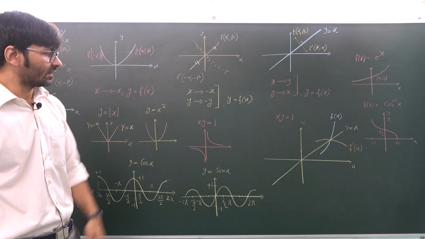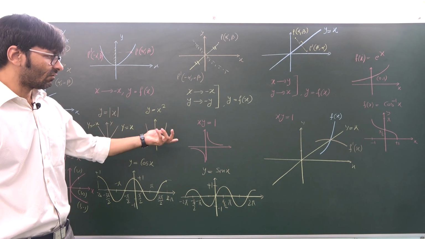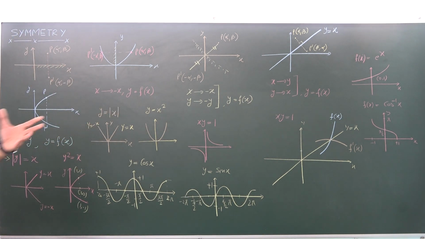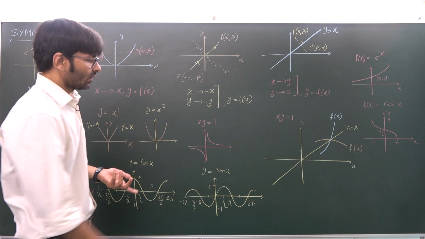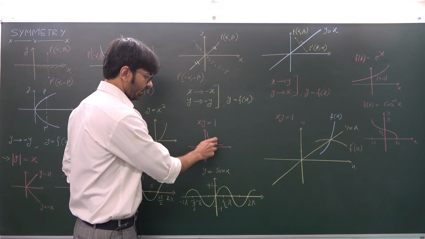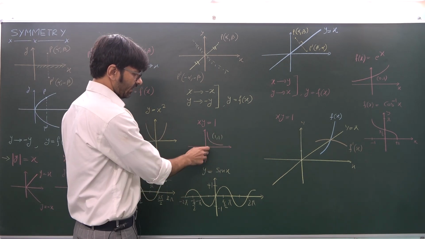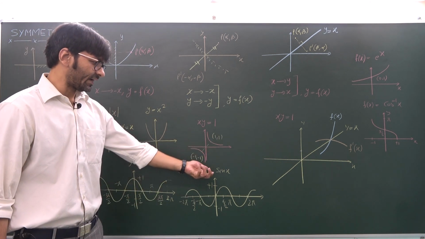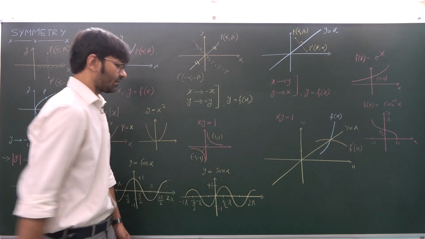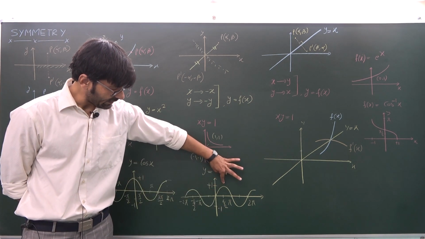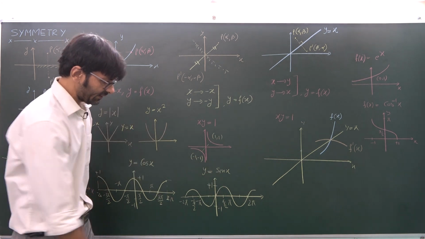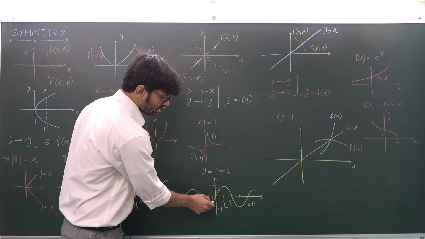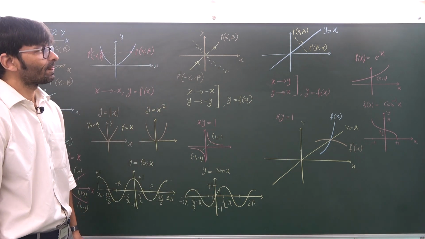One of the examples is xy equals 1. Why we get this shape, we'll talk about in later chapters. This is a rectangular hyperbola. The point 1 comma 1 will lie on this, likewise minus 1 comma minus 1 will lie. y equals sin x, and the graph is symmetrical like this. At pi by 2 we are getting plus 1, at minus pi by 2 we are getting minus 1, and at pi by 6 we are getting half, then at minus pi by 6 we are getting minus half.